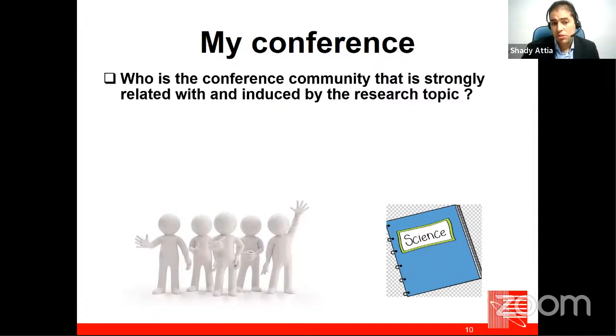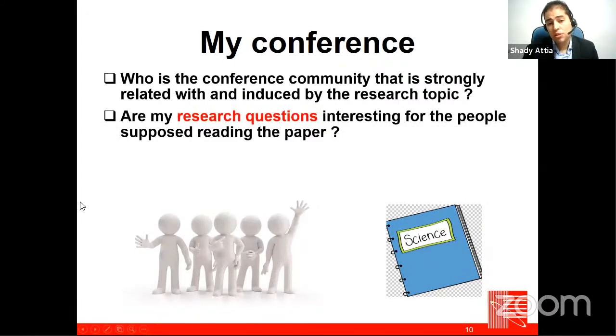So you have to answer this question first of all, and then you have to answer this following question related to the research question. So you say, are my research questions interesting for the people supposed to be reading the paper? This is very important, which means that from one side, you need to have very clear and well articulated research questions. And from another side, it will be a very good idea to make sure that these research questions correspond and match in a way or another the interests of this community.